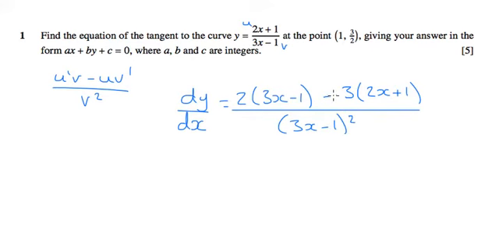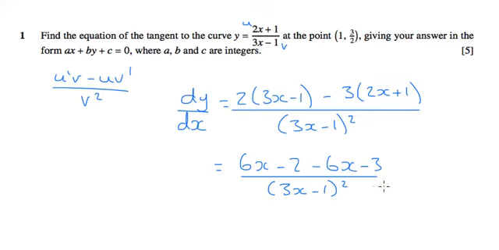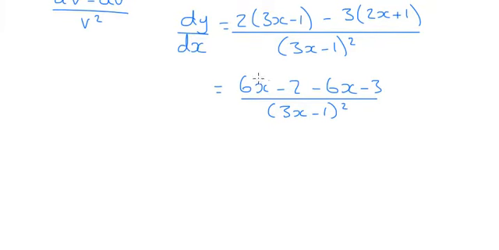So I'm just going to tidy up the top a little bit. That's going to give me 6x take 2 take 6x take 3. So that's 3x take 1 all squared still on the bottom. And obviously you can see the 6x's there are going to cancel, and that's just going to leave us with minus 5 on the top. So minus 5 over 3x take 1 all squared.